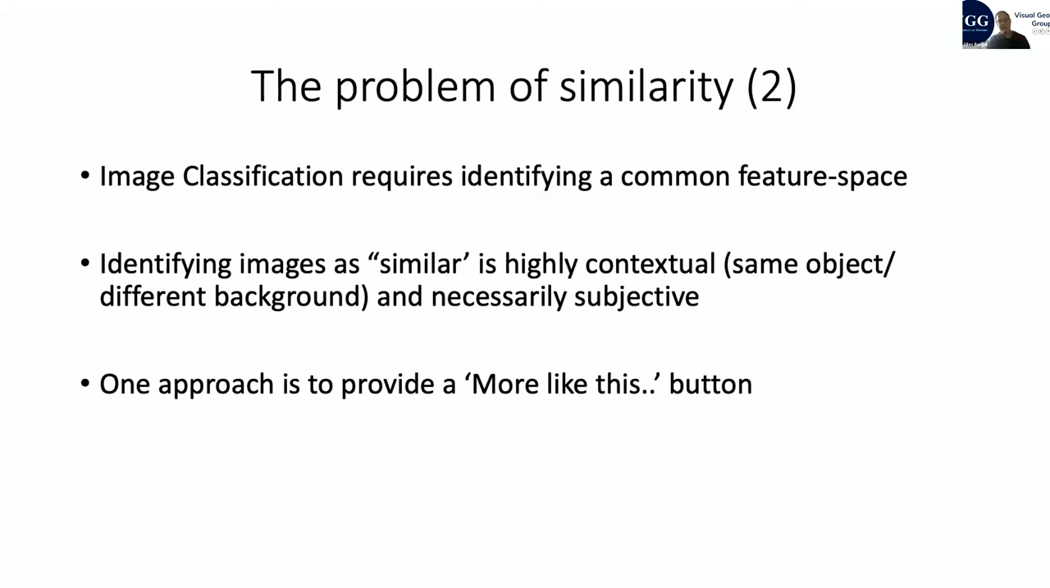But identifying images as similar is highly contextual. It can include the same objects with different backgrounds, and it's also necessarily subjective. Different people find different things similar according to their own experience and interests. One approach to this is to provide a "more like this" button.